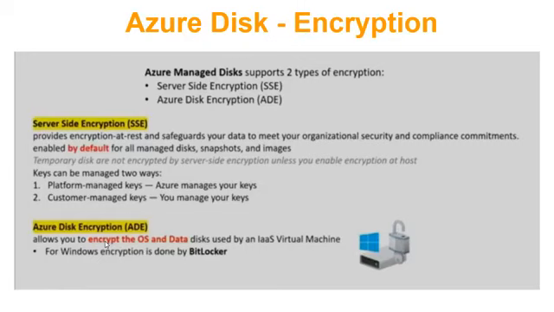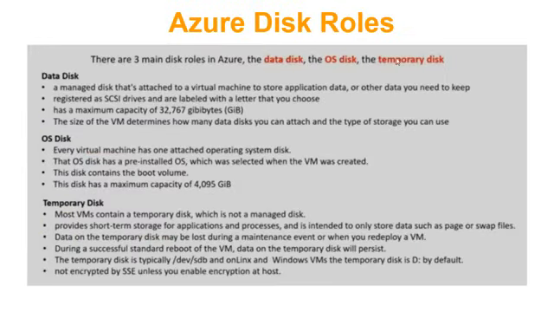Next, we shall move to Azure Disk roles. We have three main disk roles in Azure: the data disk, the OS disk, and the temporary disk. We'll see the differences between all these three in this slide. First let us move to the data disk. This is a managed disk that is attached to a virtual machine to store application data or other data you need to keep.